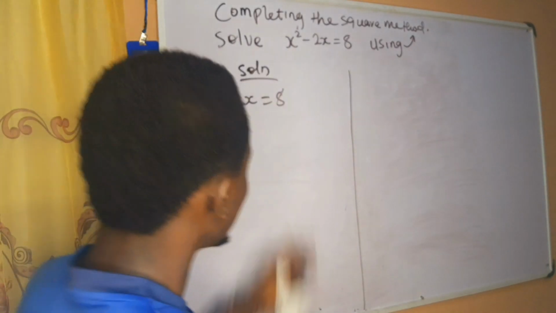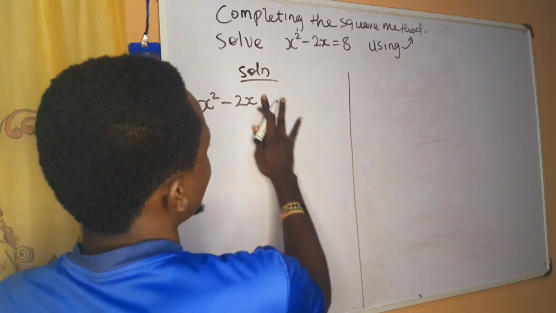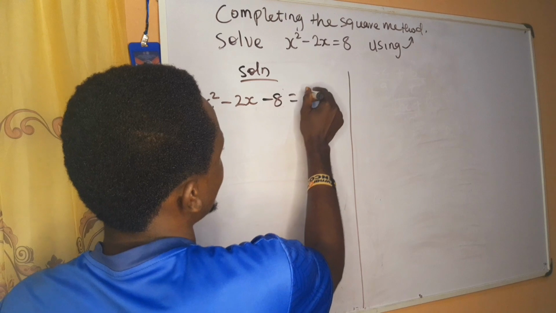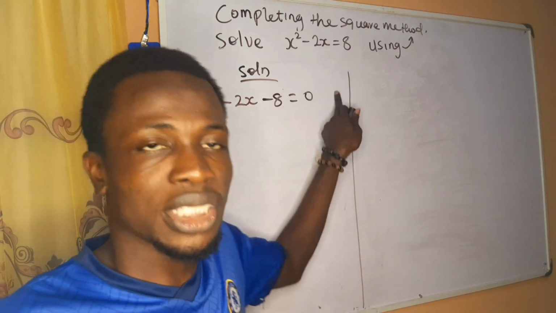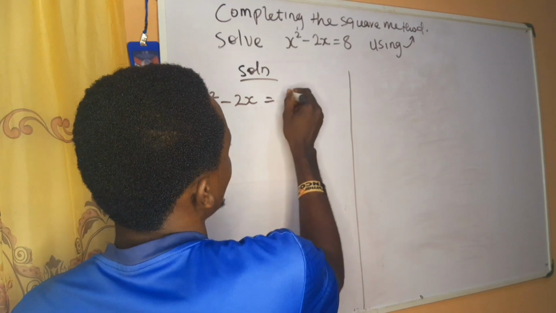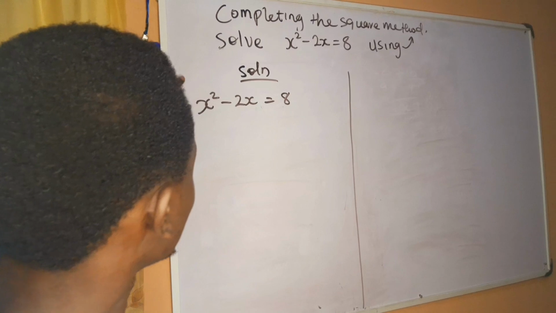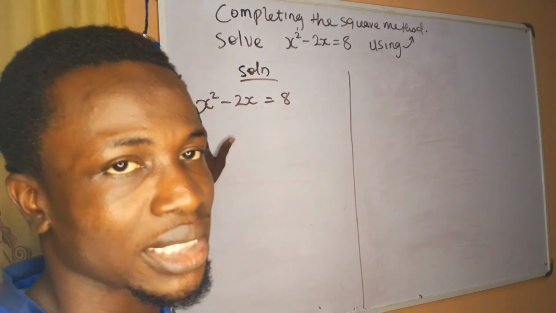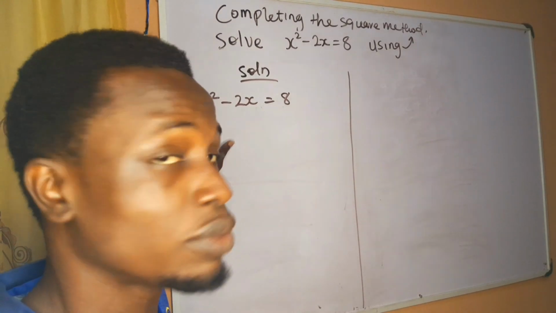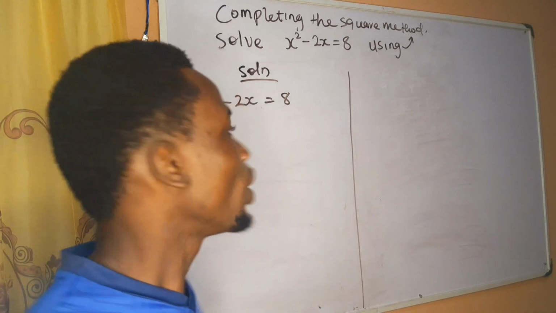So let's analyze it. Now this 8 is already where I want it to be. Assuming that it was like this, minus 8 equals 0, I would still have to push it, because it's one of the processes of completing the square. So it's equal to 8 already. Now remember, in the last video, I told you that the first thing you need to do is clear whatever is beside the highest power of the unknown. But here it is already cleared.